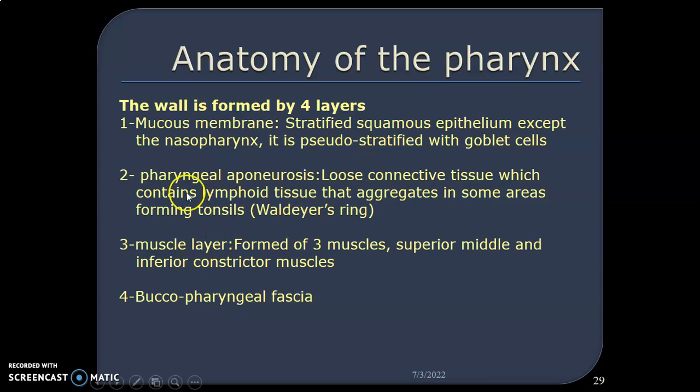After the pharyngeal aponeurosis, you have the muscular layer where you have three muscles, which are skeletal muscles. You have the superior, middle, and inferior constrictor muscles. These run circumferentially. Then lastly, you have the buccopharyngeal fascia.